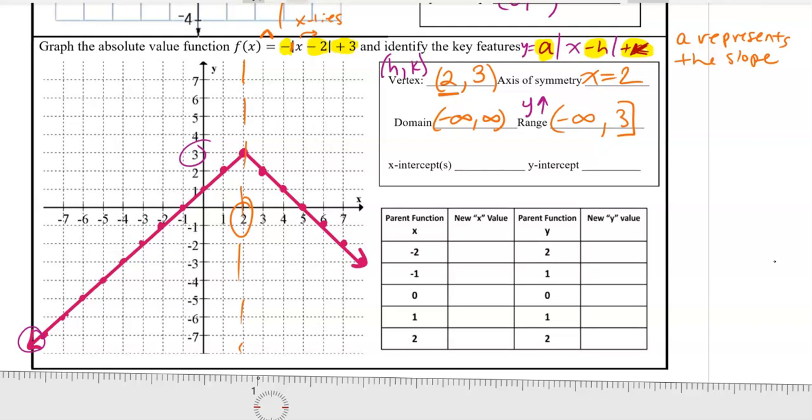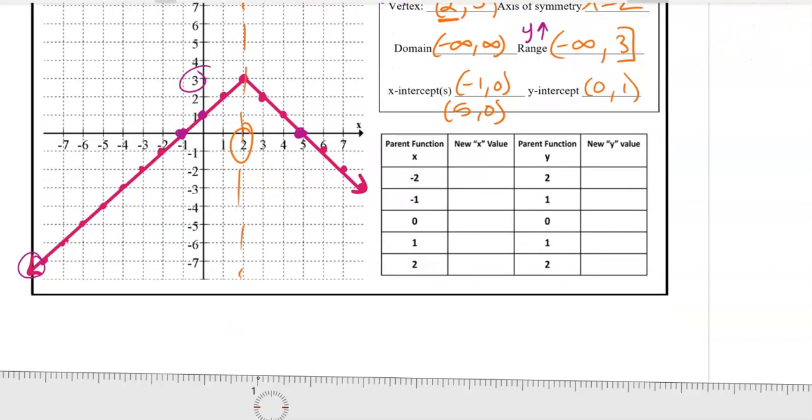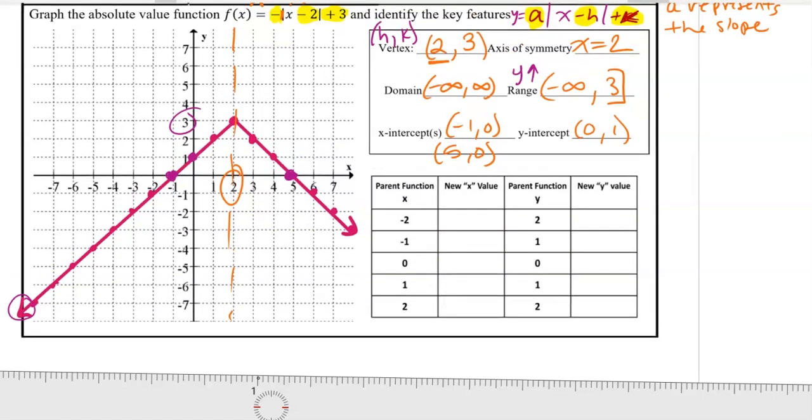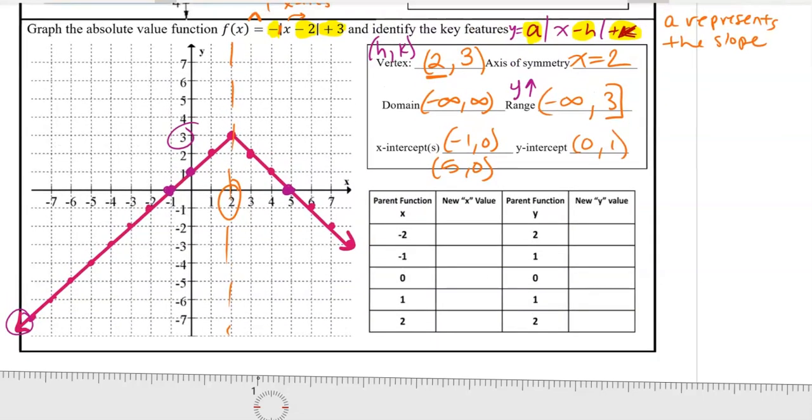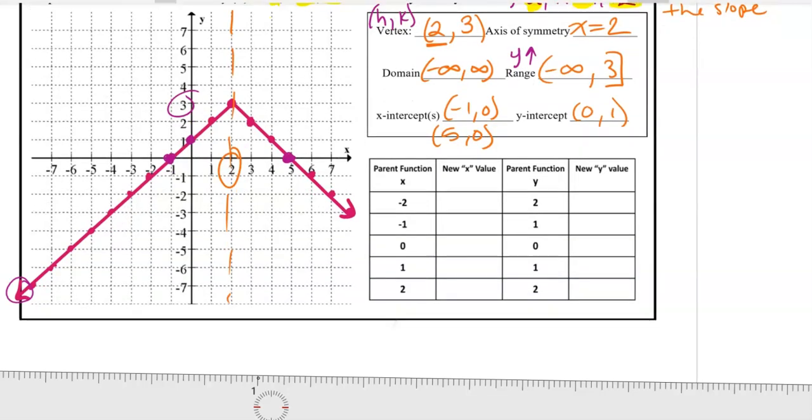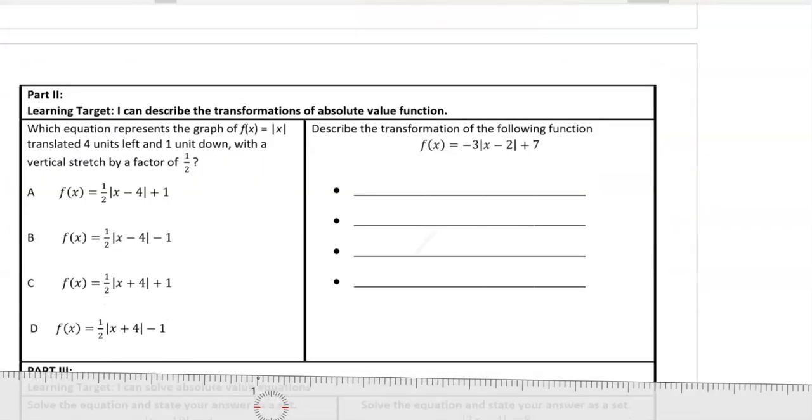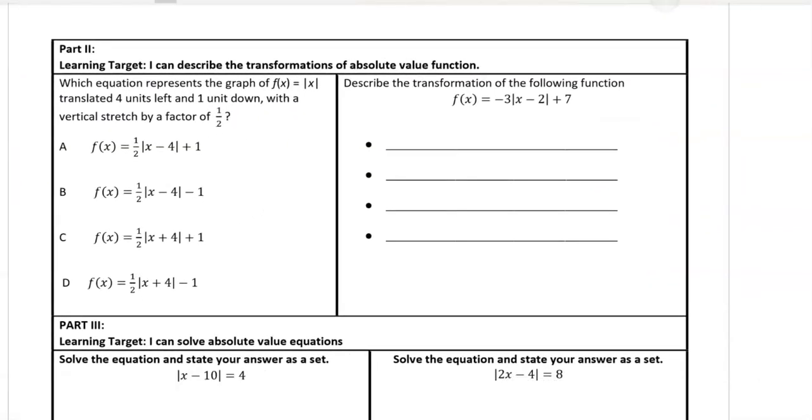All right, the x-intercept, where does our graph cross the x-axis? Right here and right here. And that is (-1, 0) and (5, 0). Now the y-intercept is right here at 1. We're going to say (0, 1). Now, this is here if you wanted to graph using the values, like calculating from each x value what the y value is, but this is so much easier just looking at the slope. So we're not even going to bother with that. Okay, moving on to part 2.